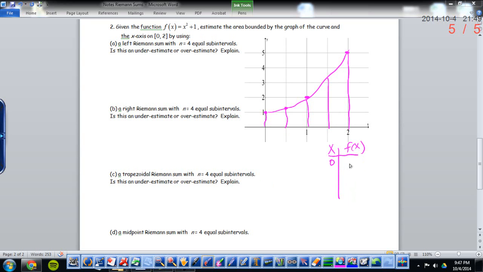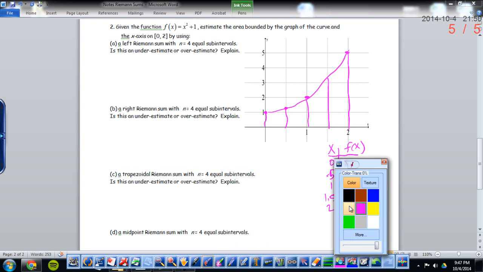All right, so at x equals 0, we had 1. If you look at the table in your calculator, when x is 0.5, f of x is 1.25. When x is 1, f of x is 2. When x is 1.5, f of x is 3.25. And then we have the point 2, comma 5.